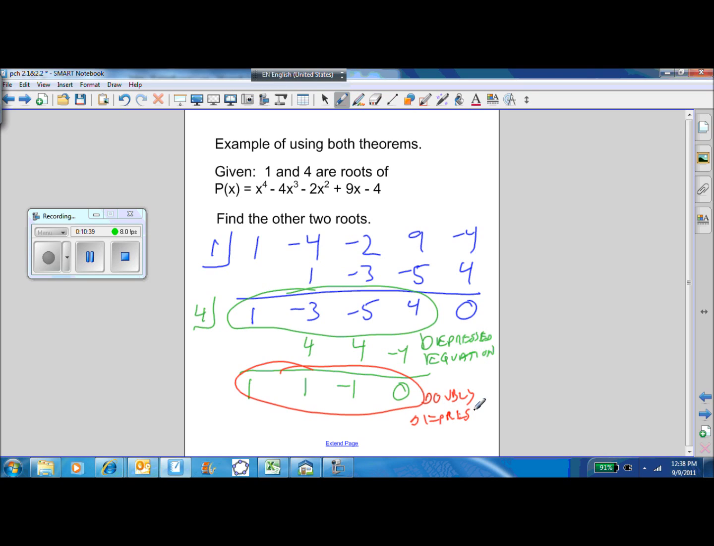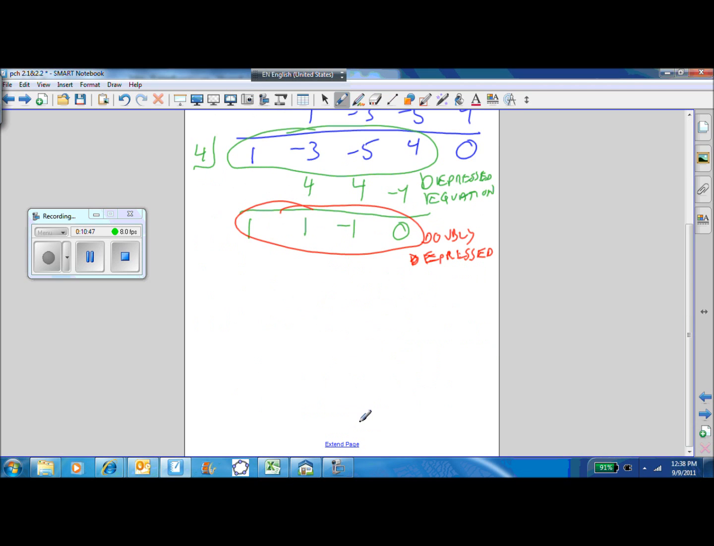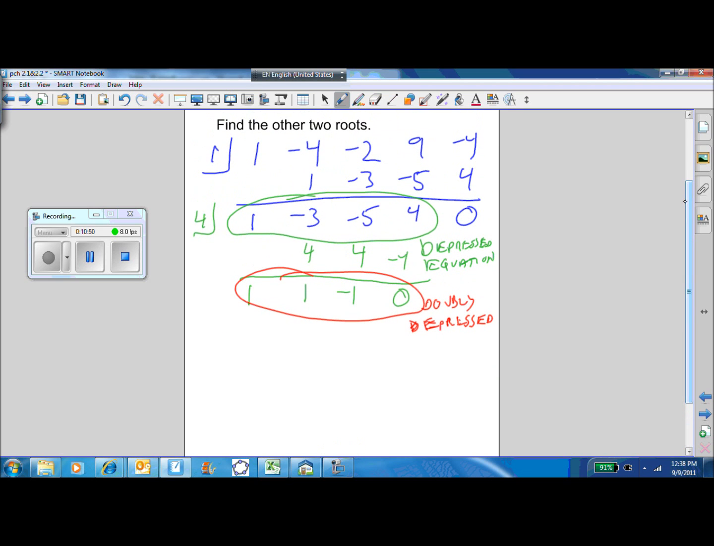Doubly depressed equation. Kind of like when you lose your license and you're grounded. Okay? So make good decisions. Hope you did this weekend, kids.